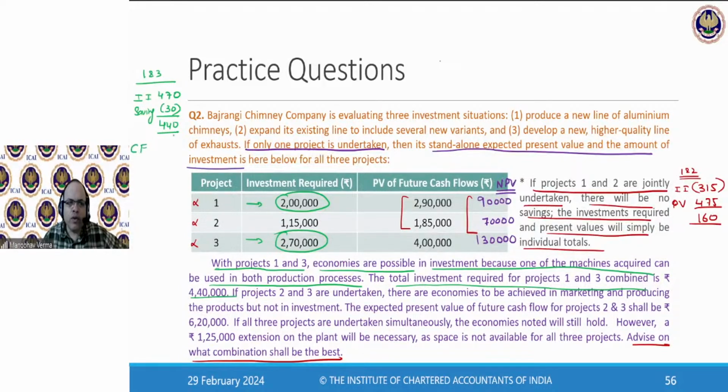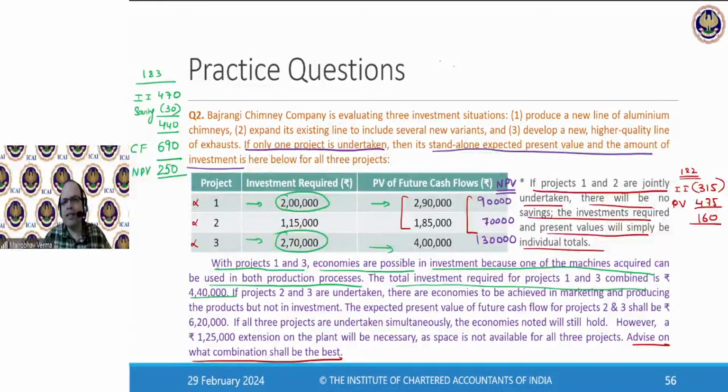So 1 and 3 cash flows total is 290 plus 4 lakhs, which gives me 690 here. So if I see 1 and 3, the combined NPV for both the projects 1 and 3 is 250. Amazing, right? Very amazingly high, 250.